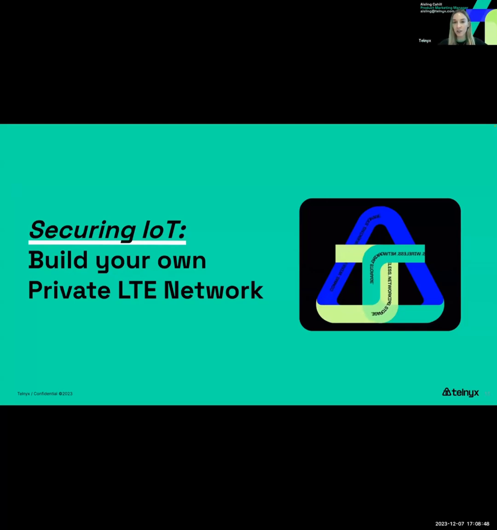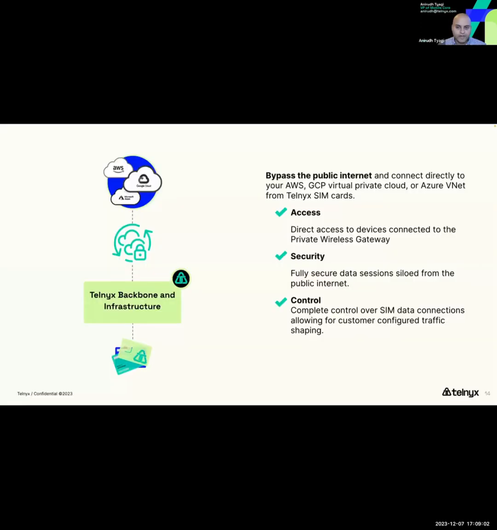Okay, so on to securing data transmission. So we all know it's important, but Anirudh, could you talk a bit about the security solutions that we've built at Telnyx and how you can leverage them to build your own private network? Sure thing. Thanks, Aisling. So when we think about secure connectivity, the first thing that comes to mind really is some sort of a VPN. That's how you normally secure communication between two endpoints.